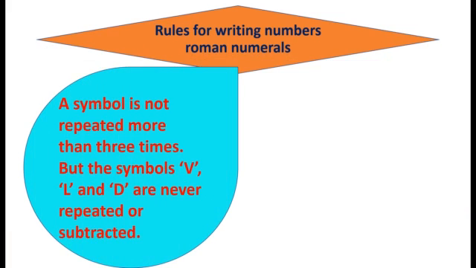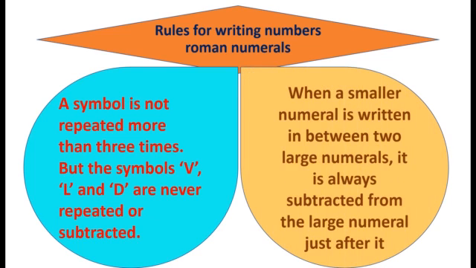The next rule says a symbol is not repeated more than 3 times, but the symbols V, L and D are never repeated or subtracted. That means any symbol we can repeat only 3 times at maximum. V is equal to 5, L equals 50 and D equals 500. So we don't repeat these 3 alphabets and we don't subtract them from any other alphabet.